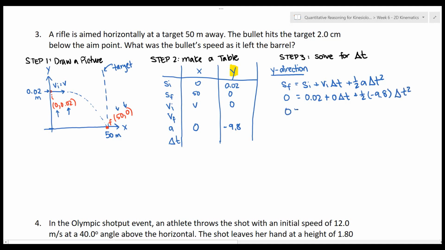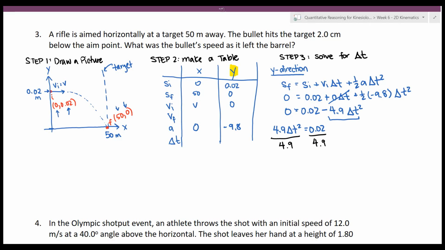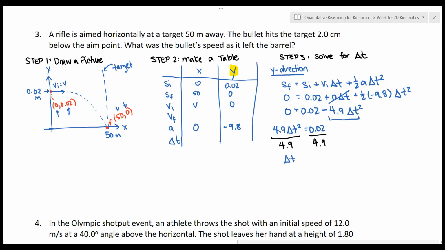Okay, let's simplify this a little bit. 0 equals 0.02. This term is just 0, and we get minus 4.9 delta t squared. So let's move this term to the other side of the equal sign. 4.9 delta t squared equals 0.02. We're trying to solve for delta t, so we're going to divide both sides by 4.9. And we get delta t squared equals, and I'm going to type this on my calculator, 0.02 divided by 4.9. And I have 0.004082. Now I'm going to square root both sides.